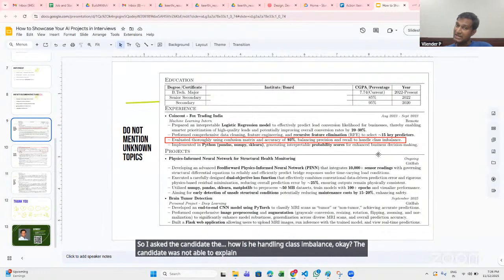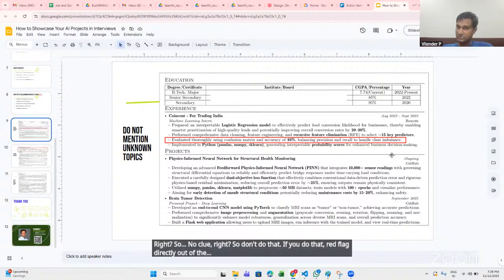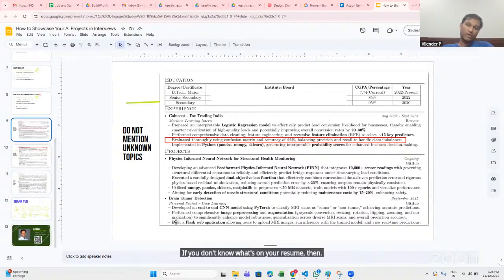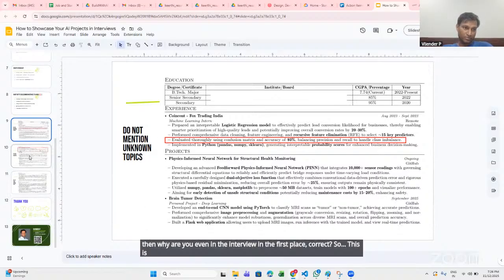I asked, do you know class imbalance? The candidate does not know class imbalance. So I said, why did you put it in your resume? No clue. So don't do that. If you do that, it's a red flag, directly out of the interview. Because if you don't know what's on your resume, then why are you even in the interview in the first place? Correct. So this is one: do not mention unknown topics.